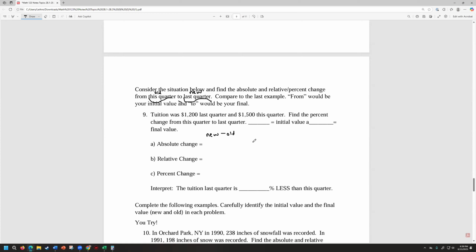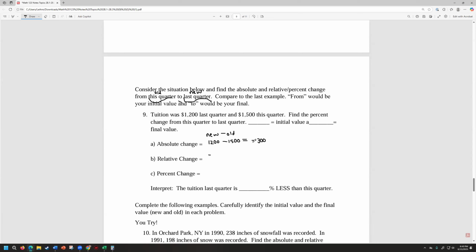So we'll be doing the last quarter is new, so that's going to be 1,200. We're treating that as the new value, minus this quarter, which is our from. That's going to be the 1,500. This is when you get a negative. We reverse the order. So now we're saying, oh, in that order, if we're comparing this quarter to last quarter, we're saying there was a decrease in tuition if we go back in time, okay? So that's why it's negative.